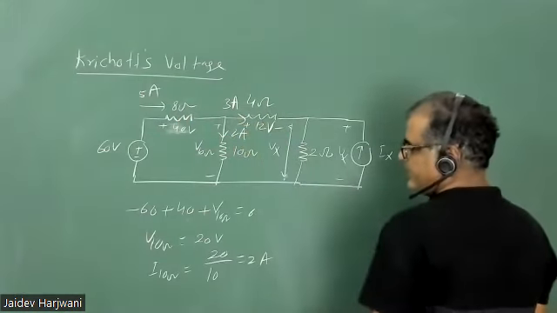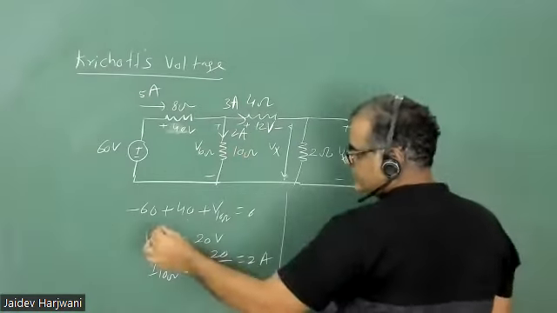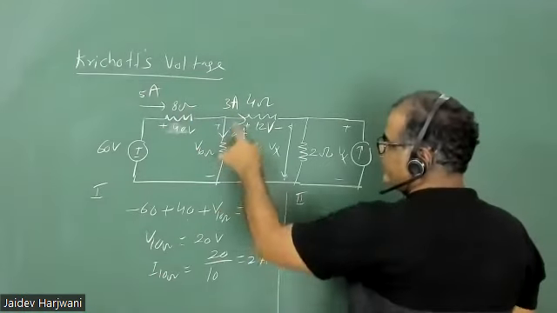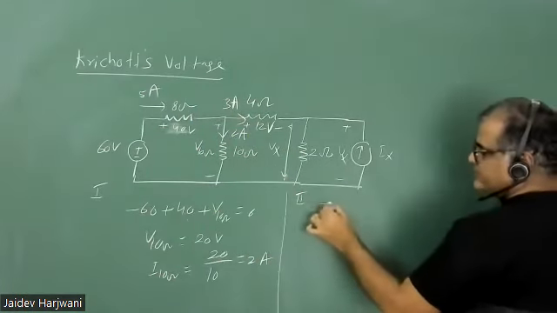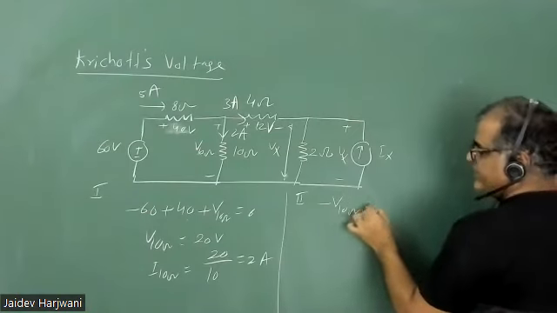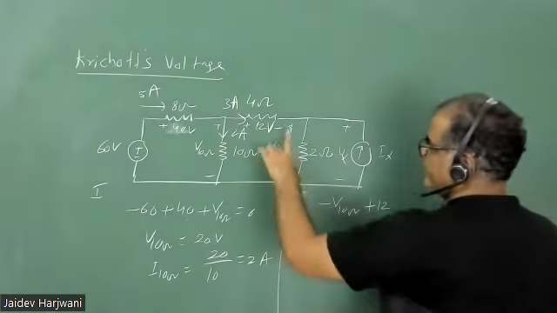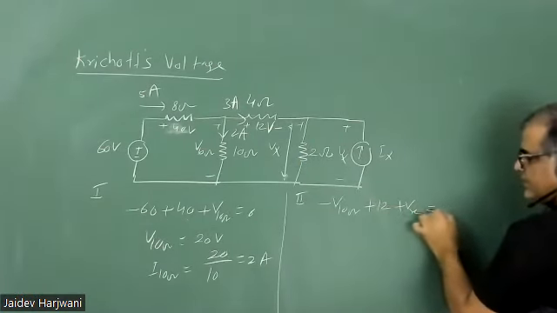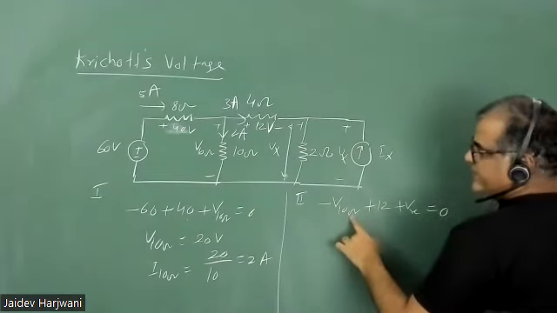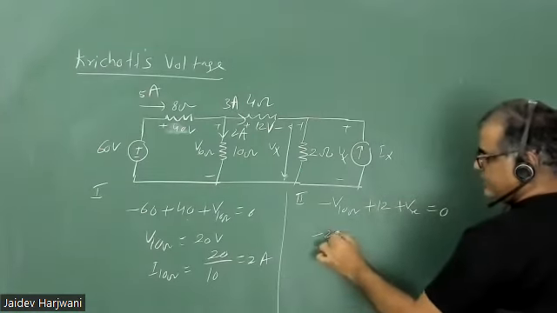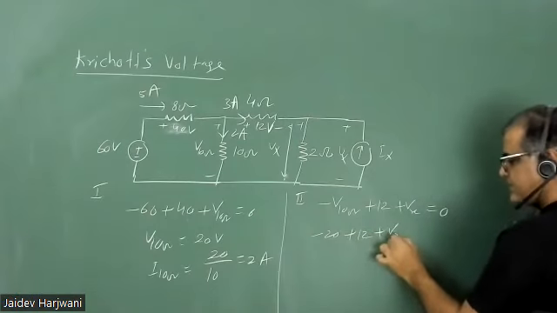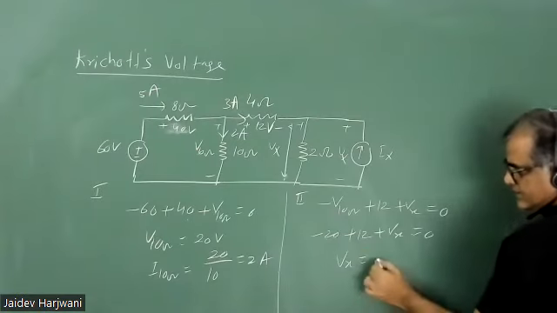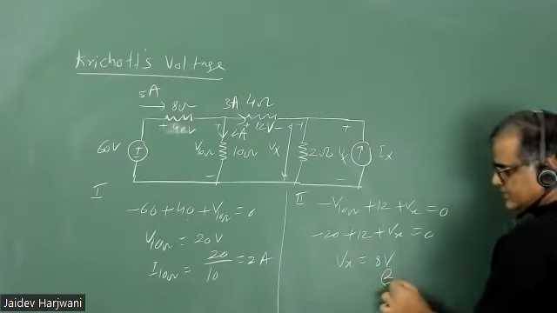12 volts. Okay. Now you can apply KVL in loop 2. So this is loop 1. Now in loop 2, you can apply KVL. So you move like this. Okay. So you can write minus V10 ohm plus 12 volt plus this Vx equals to 0. So minus V10 is 20. This is minus 20 plus 12 plus Vx equals 0. So your Vx will be how much? 8 volts. Okay. This is your answer.